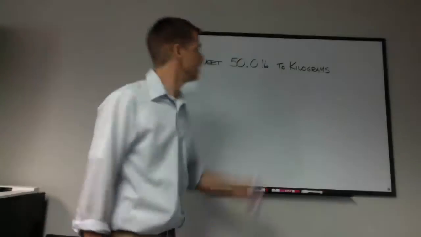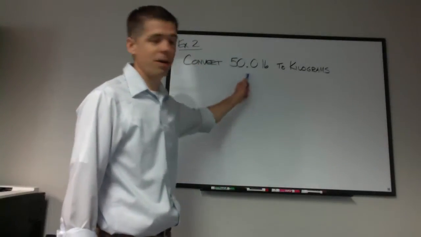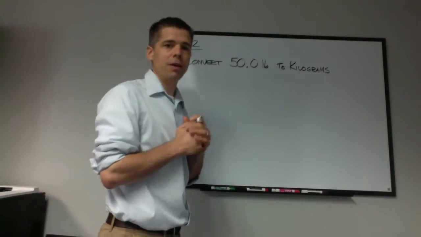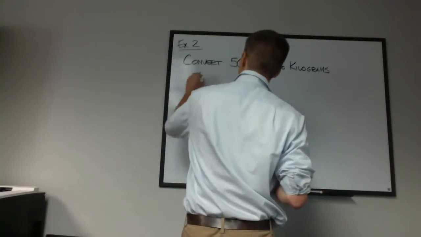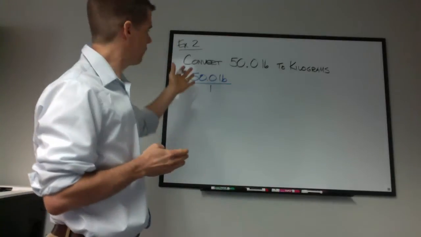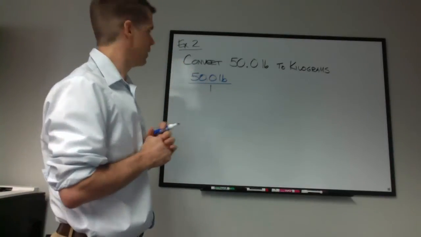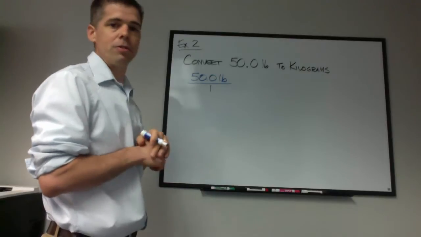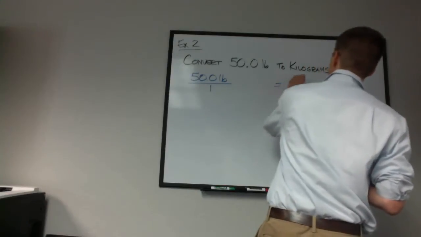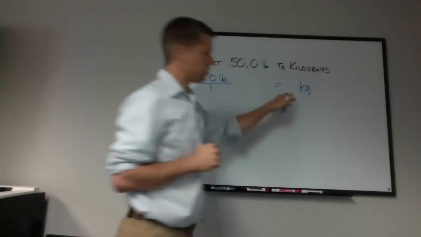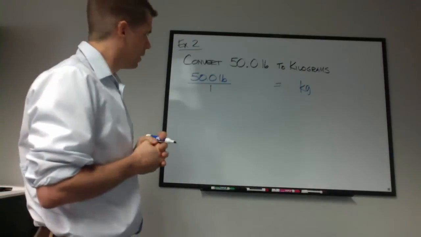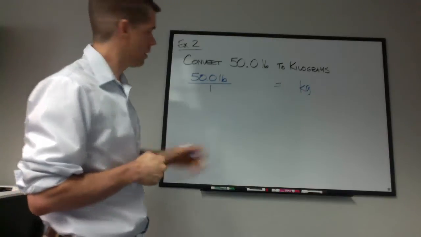Let's try another one. This problem says convert 50 pounds to kilograms. So we're going to use the same strategy we used last time. I'm going to start by writing down the given. Notice that I wrote it as 50 pounds with the units over 1. The next thing I'm going to do is write down where I'm going with this problem. What am I looking for? So over on the right side of my problem, I left a little room for a number and I wrote the units kilograms.